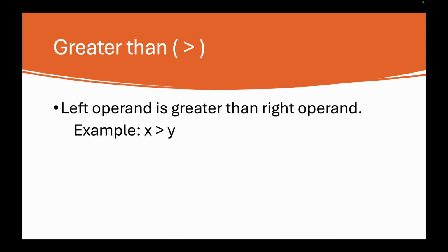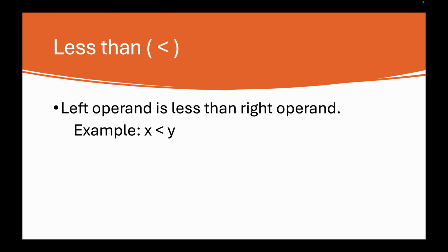The first one is the greater than operator. In this case, the left operand is greater than the right operand. As shown in the example, if x and y are two operands, then we can represent x is greater than y. Similarly, in the less than operator, the left operand is less than the right operand, and we can represent x is less than y.